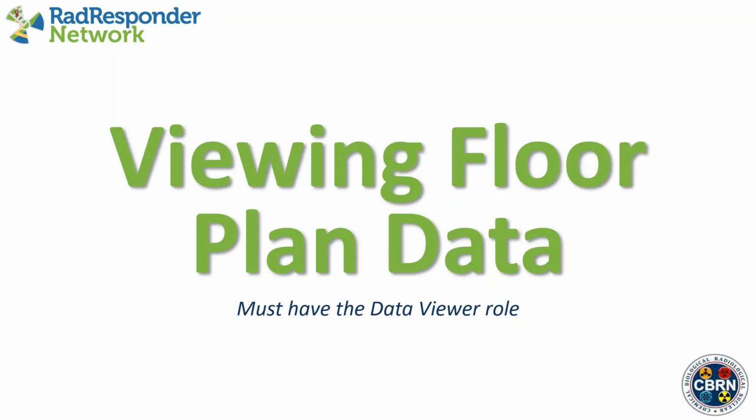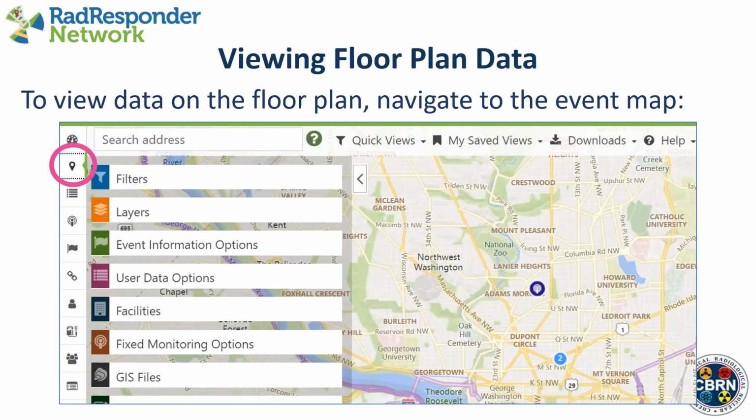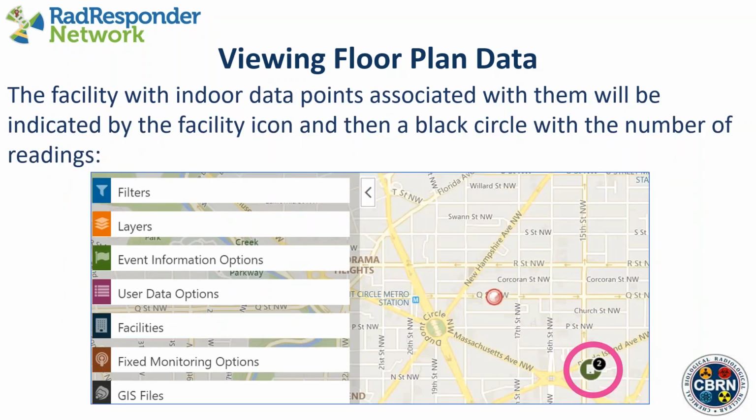So now I want to view floor plan data within my event. To do this, you just need the basic data viewer role within your event. So now I'm back on the website. I can't do this from the mobile application, but again, I'm here on my browser at RadResponder. And I want to view data on this floor plan. So I'm navigating to my event. And I've got my facility icon, you can see on the lower right part of this map screenshot here.